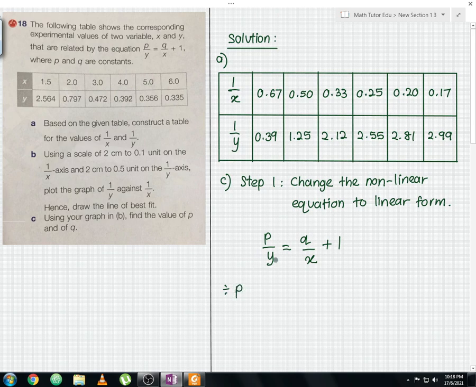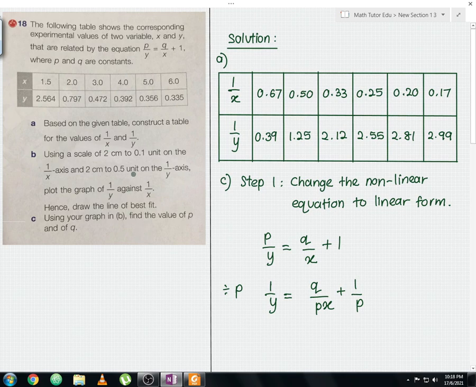Okay, so from here you should be getting 1 over y is equal to q over p x plus 1 over p. The reason I divide by p is so that at the end I come up with an equation that fulfills the axes 1 over y and 1 over x. So at the end we should come up with something related to the straight line equation form, which is y equals mx plus c.